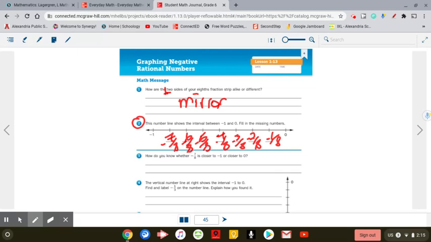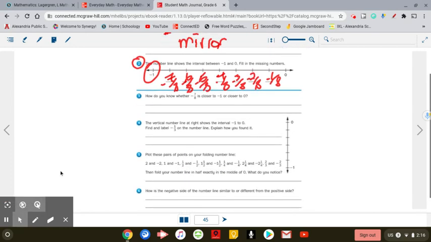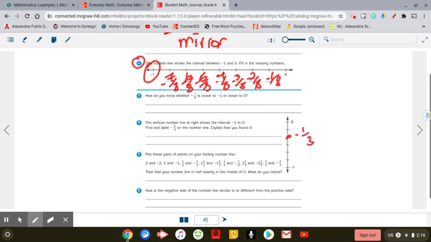So how do we know -7/8 is closer to -1 than it is to 0? Well, if you go 7/8 away from 0, you're close to 1. So -7/8 is actually very close to -1. So that's how you can tell that. Scrolling down a little further, we also have vertical number lines. If you look at this one, it goes from 0 to -1. We can find 1/3 would be here, because we can pretend if it's 0 to 1, 1/3 would be there. So -1/3 is there.